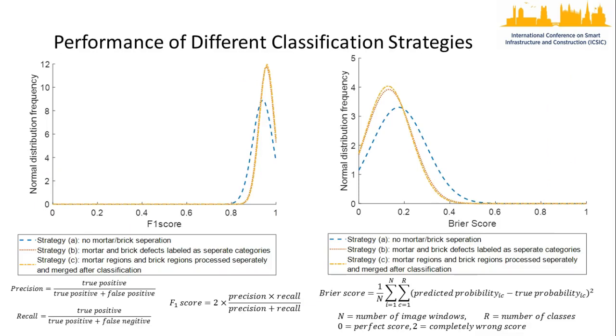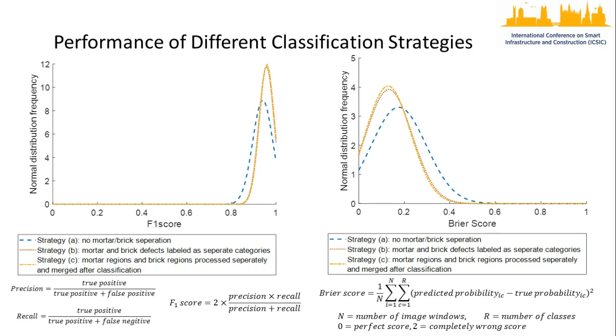Then in terms of the performance of these 3 strategies, it's plotted on here. So the F1 score is the harmonic mean of the precision and recall, which are measures of the proportion of the images which have been detected correctly. And that's shown on the left graph here, and it can be seen that strategy B and C are very similar in their results, and they're both slightly better performance than strategy A, which is the no mortar brick separation, suggesting you do get slightly better performance through that strategy.